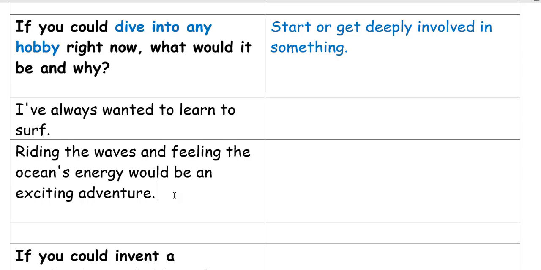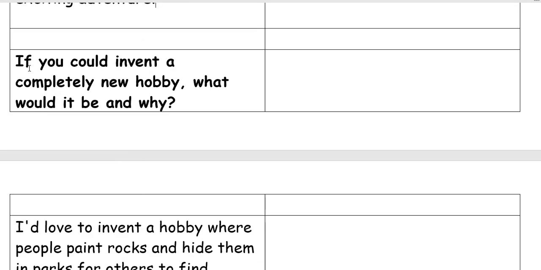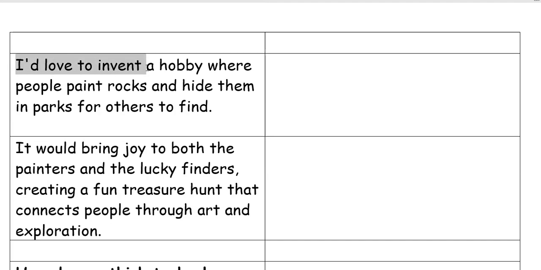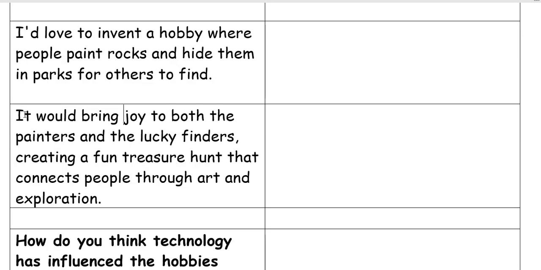Okay. Next question. If you could invent a completely new hobby, what would it be and why? I'd love to invent a hobby where people paint rocks and hide them in parks for others to find. It would bring joy to both the painters and the lucky finders, creating a fun treasure hunt that connects people through art and exploration. All right, next question.